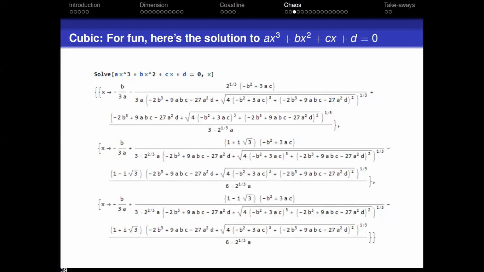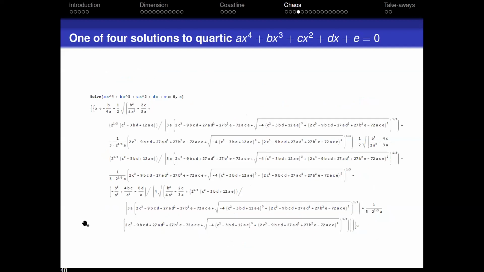So I say, for the cubic, there is an explicit formula for the roots of a cubic. There is a reason you don't learn this in school. Negative b plus or minus square root of b squared minus 4ac over 2a, we can expect you to remember that. This one's a little bit more involved. And this is one of the 4 solutions to the quotient. Interestingly, there is no explicit solution for degree 5 and higher.